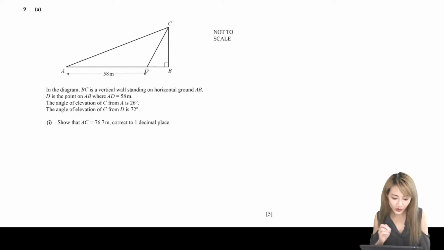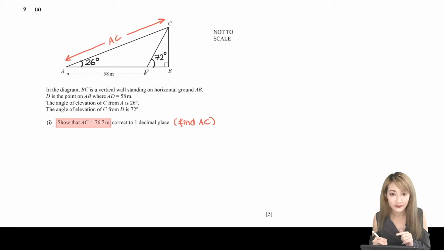Okay, first let's put in the information the question gave us. So that's angle of elevation of C from A is 26. So this means that this angle over here is 26 degrees. Then angle of elevation of C from D is 72 degrees. So that's this angle over here equals 72 degrees. And we want to prove that AC is equal to 76.7 meters. So basically find AC and make sure that the answer is 76.7 to 1 decimal place.